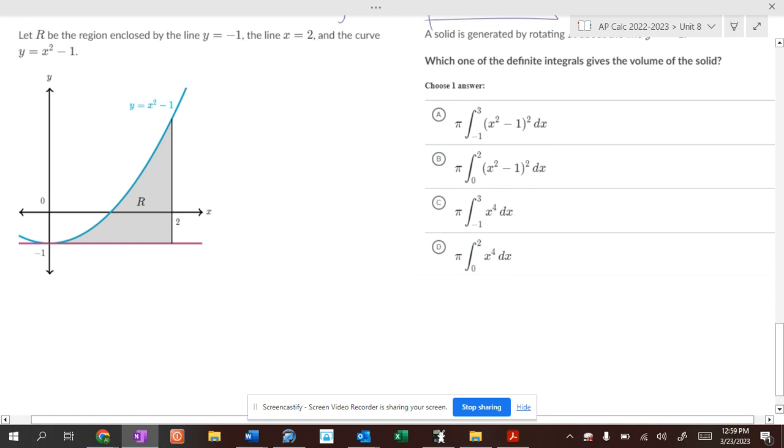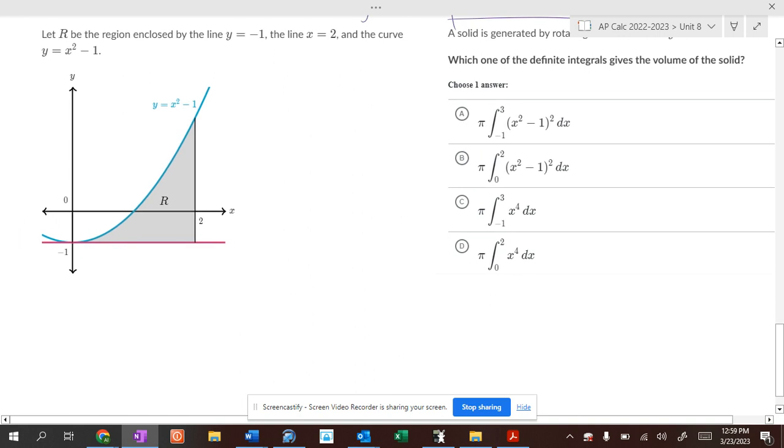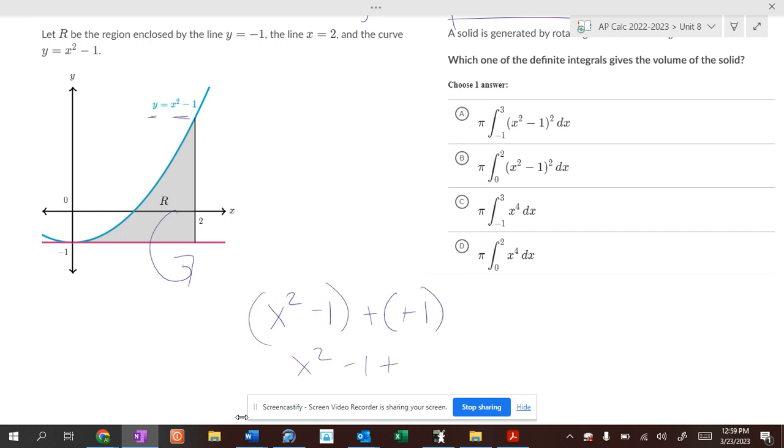All right. So this one, we're wrapping around a horizontal thing. And so if we're wrapping around a horizontal, we want it solved in terms of y. So we're already set up. Okay. So we take top minus bottom. So we take x squared minus 1 minus a negative 1. Well, x squared minus 1 minus a negative 1 is x squared minus 1 plus 1, which is just x squared. Okay. So we're going to graph the x squared.